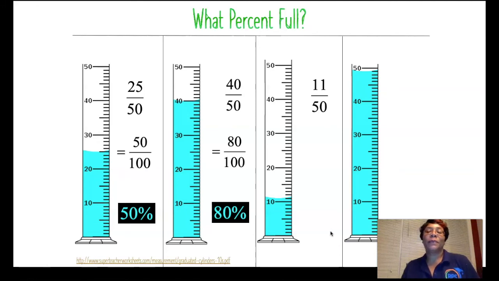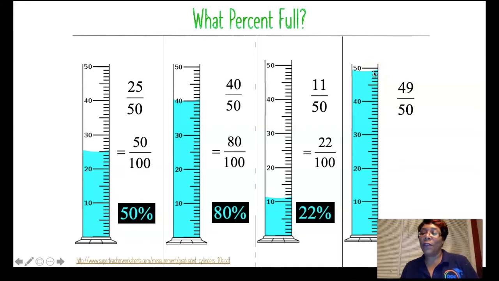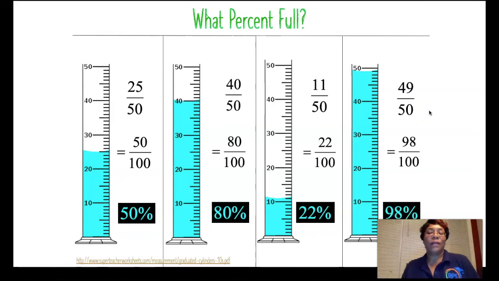Let's see. 11/50ths, 22/100ths. Did you get 22%? You're awesome. All right, so this one, we might have to count a little bit. So that's 40, 45, 46, 47, 48, 49, 50ths. That's really close. 98/100ths, which gives us 98%. You're doing an awesome job.